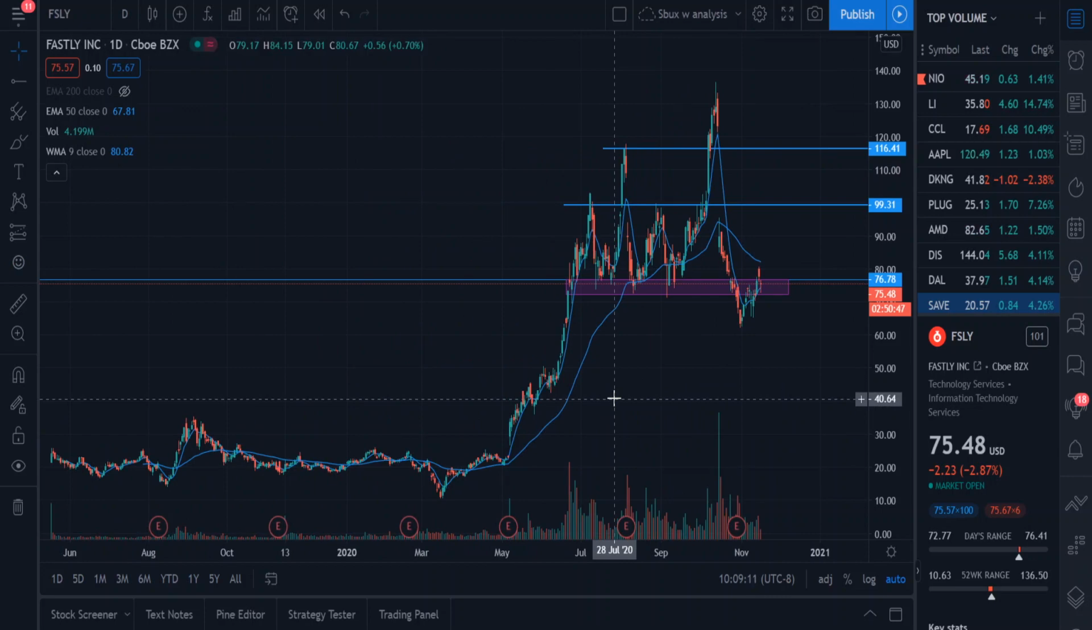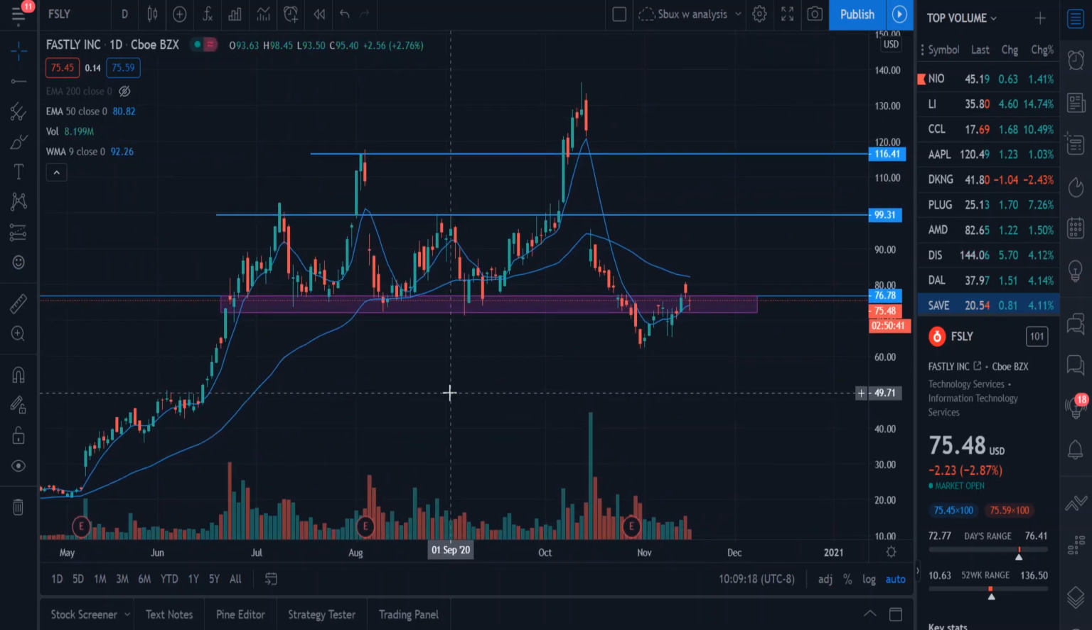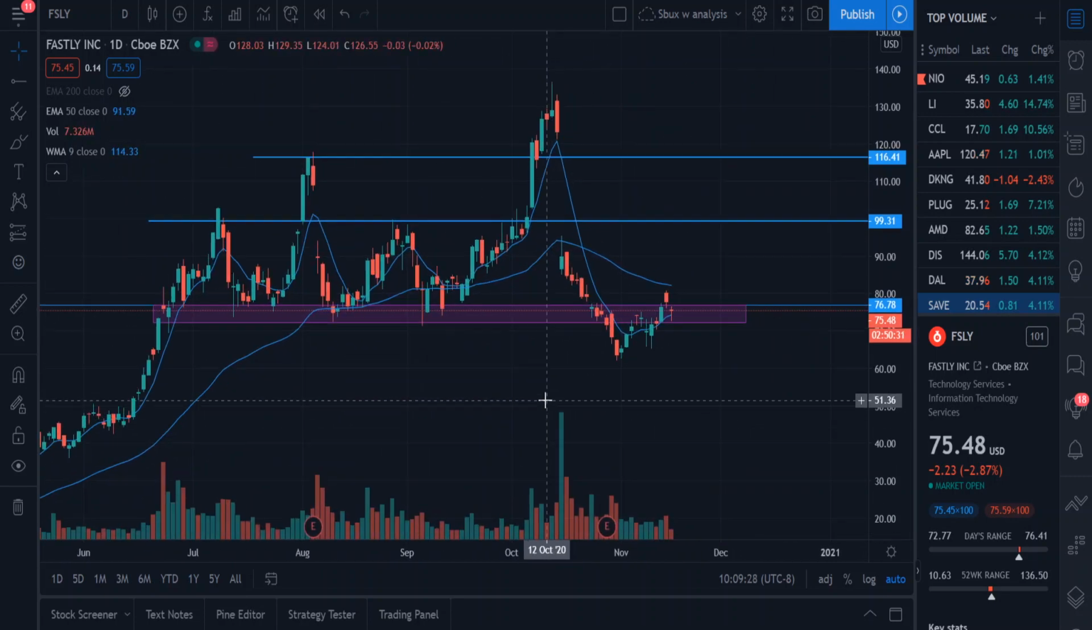Now today's video is going to be mostly focused on technical analysis, because I think it's going to be great to show you guys this specific moment, what I'm seeing right now on the chart that I think is going to make Fastly rocket off into next week and potentially show us a higher price or some great price action to trade off of.